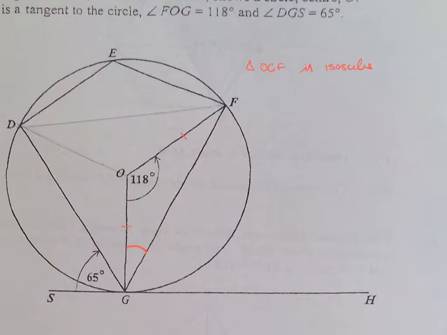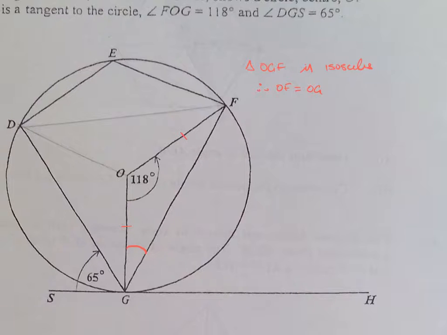Now that I know it's isosceles, you might want to, I don't know, this probably would be overkill, say, therefore this means that OF is equal to OG. If you want to, you can say it, but I don't really think it's necessary. I think you've already said it's isosceles, and that should be enough.